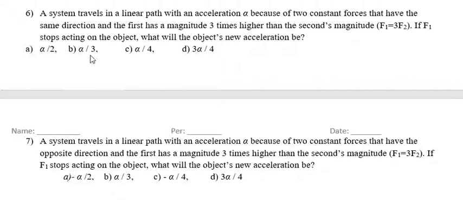We start from problem number 6. We have a system that travels in a linear path with some acceleration because of two forces. The first one, F1, is 3 times higher than F2. If F1 stops acting on the object, what will the object's acceleration be?